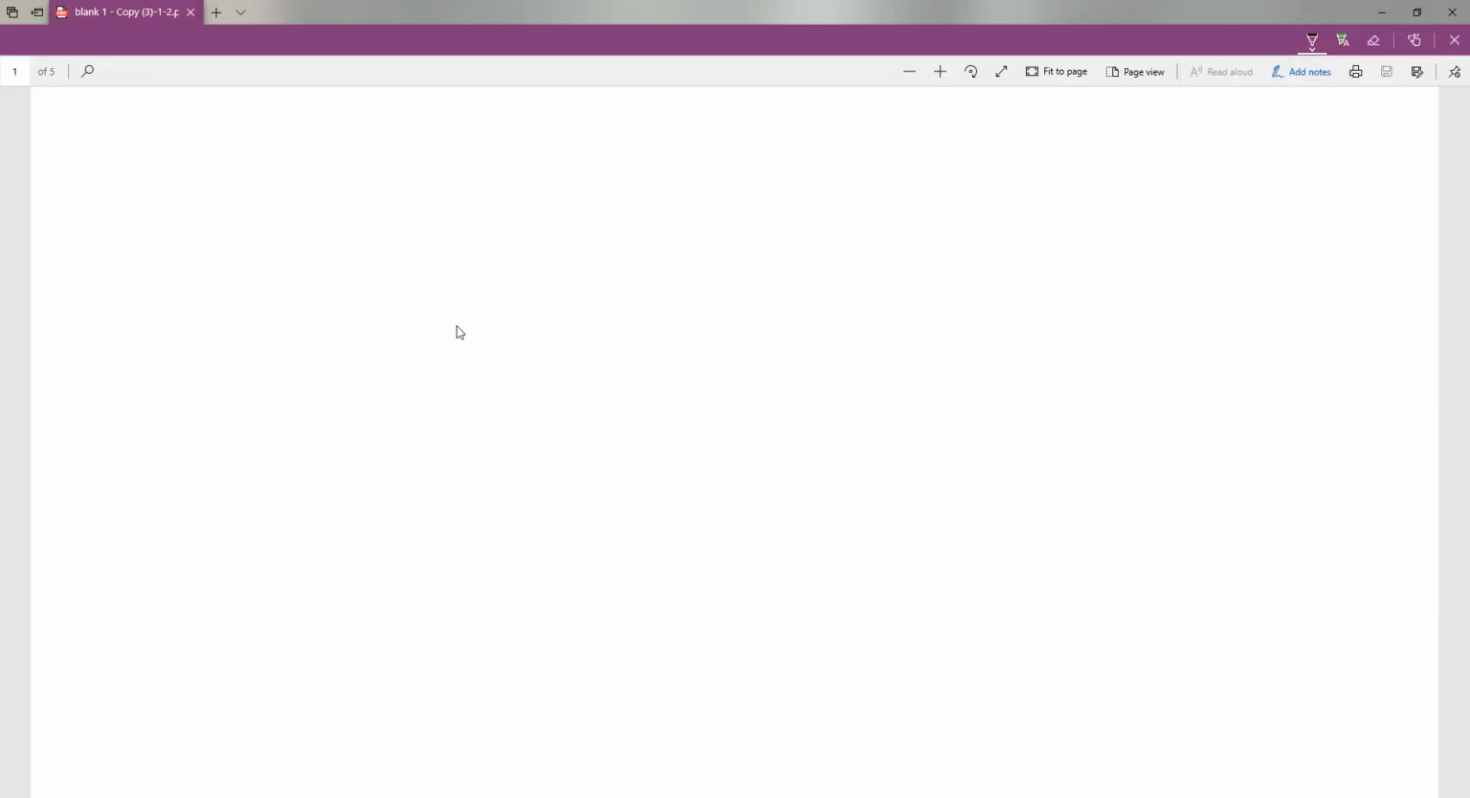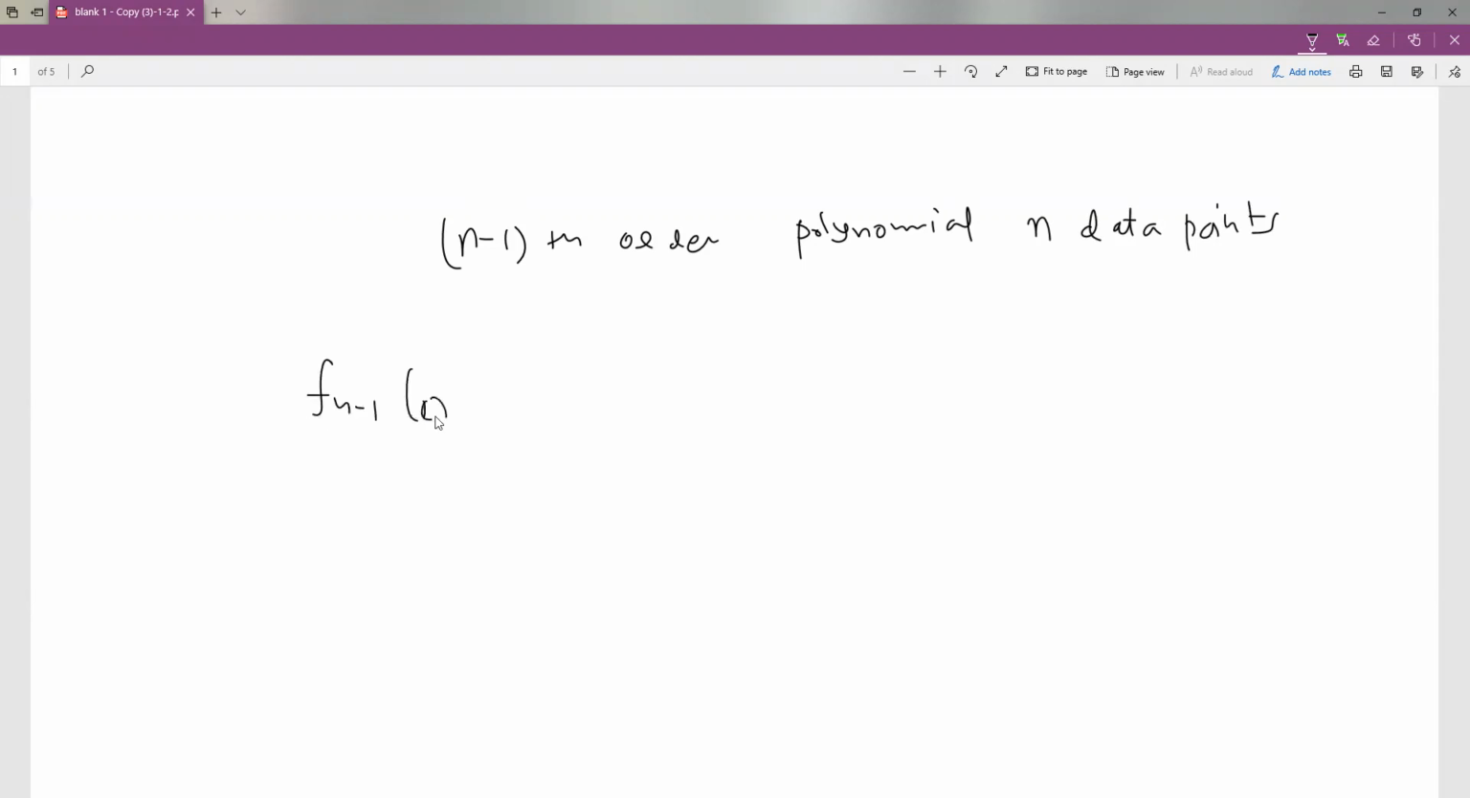So, the general form of this function is, let's say, an n minus 1th order polynomial function which passes through n data points. So we can write f of n minus 1 of x equals b1 plus b2. This is a special form of writing the Newton's interpolating function. This is a general form.